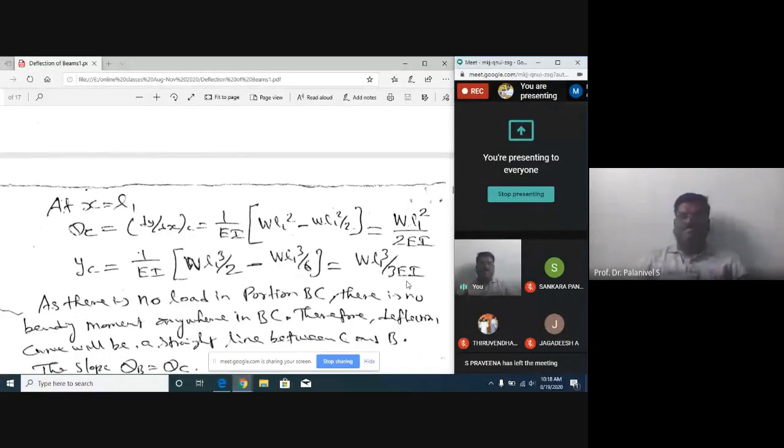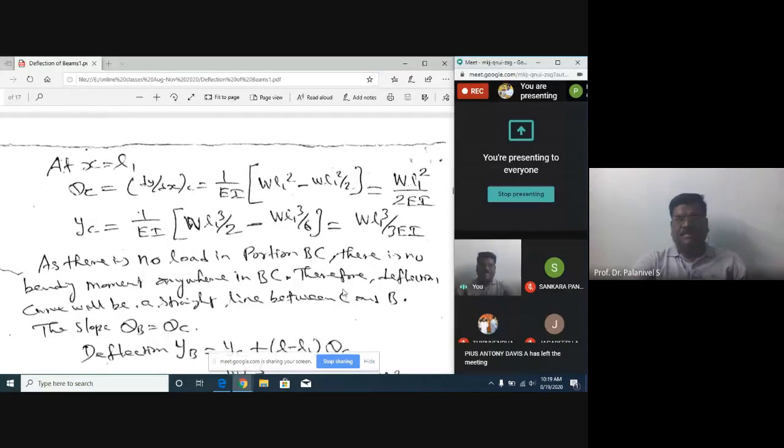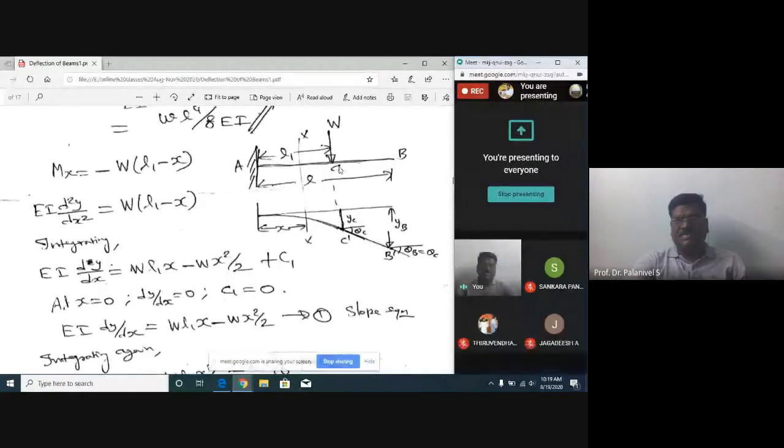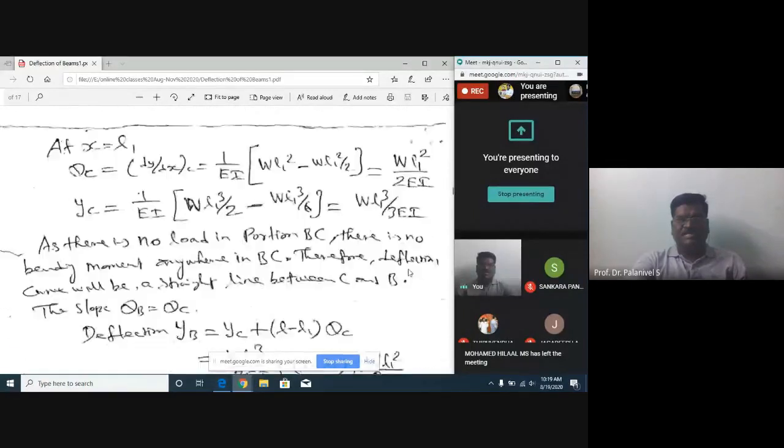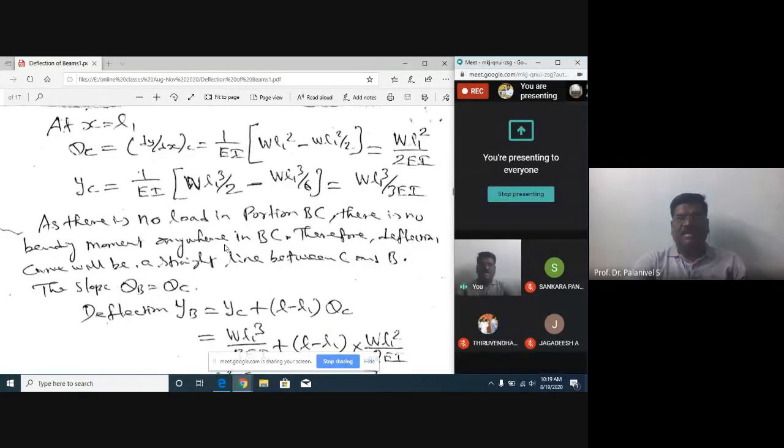Already we know, cantilever beam subject to point load at the free end, the deflection at the free end is WL cubed by 3EI. We know that. When the point load acts somewhere L1 distance from the fixed end, the value is WL1 cubed by 3EI. So the rotation as well as the deflection at the point load are known to us. As there is no load in portion BC, there is no bending moment anywhere in BC. Therefore, the deflection curve will be a straight line between C and B. That's how I told you, right?